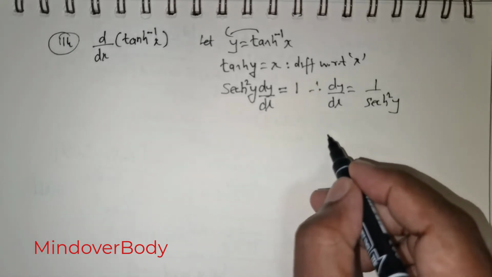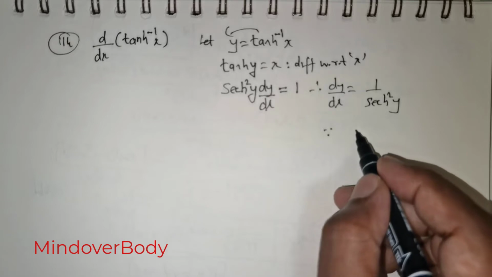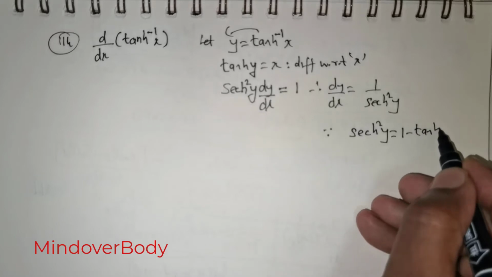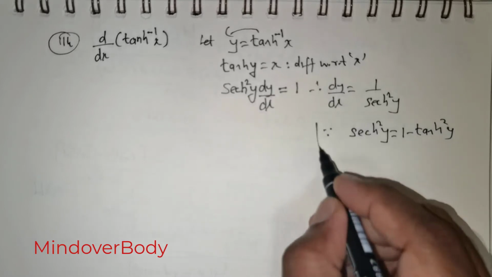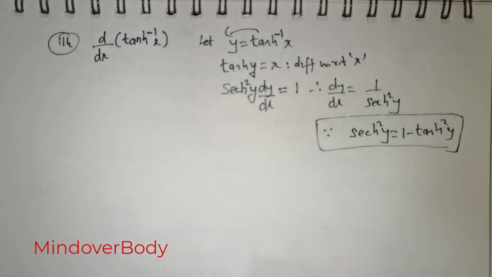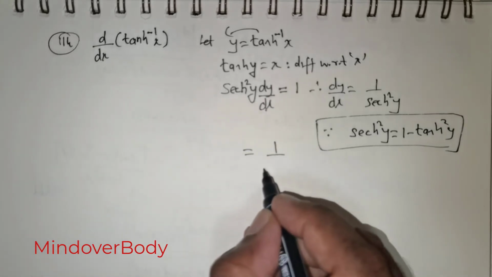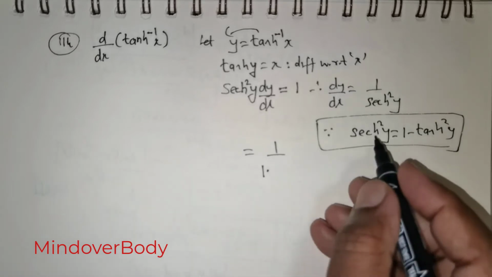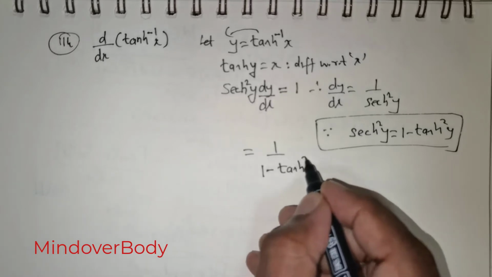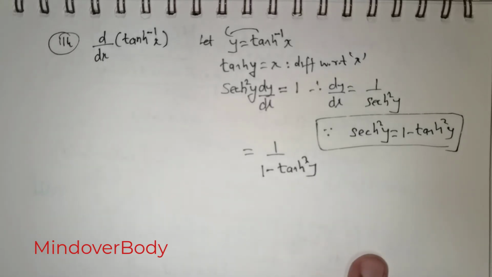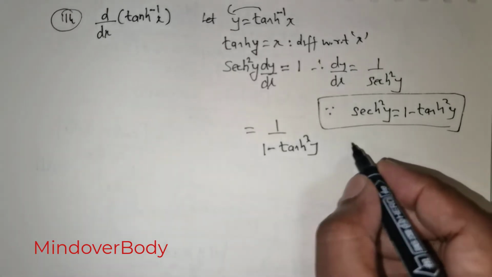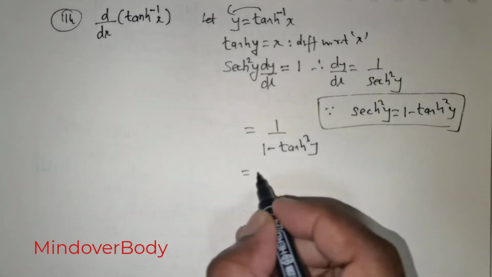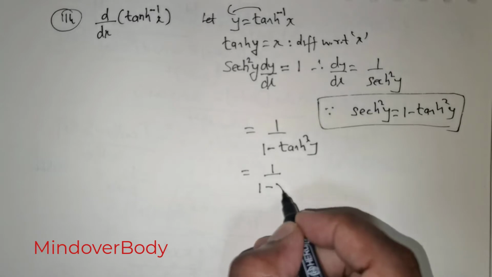Now there is a formula. Now what is the formula? The formula is secant squared y is equal to 1 negative tan squared y. This is the formula we can use. So this is equal to 1 over 1, or I should say 1 negative, right? 1 negative tan squared y. So this is what we have got. So from here we know that hyperbolic tan y is equal to x. So I can replace that. So that is equal to 1 over 1 negative x squared.